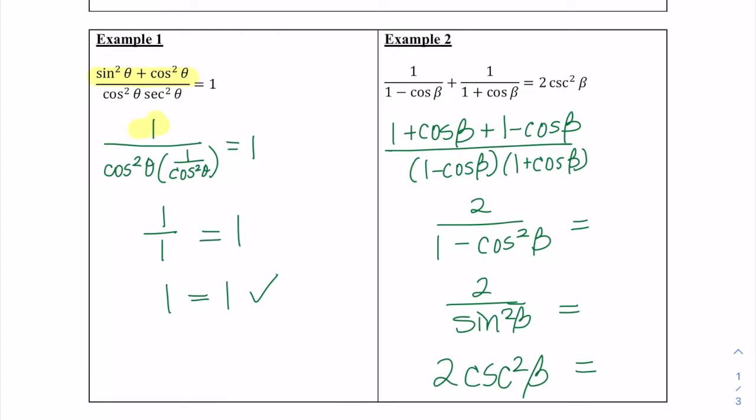So right away you can see in the numerator you have a Pythagorean identity, and then in the denominator we see a reciprocal identity, so everything cancels out, 1 equals 1. In example 2, I also worked on the left side. So combining these fractions to find an LCD, I was able to combine those two and get 2 over 1 minus cosine squared of beta. And we can substitute 1 minus cosine squared with sine squared, and we know that's a reciprocal identity, so this becomes 2 cosecant squared of beta.